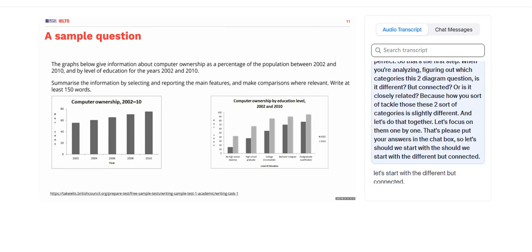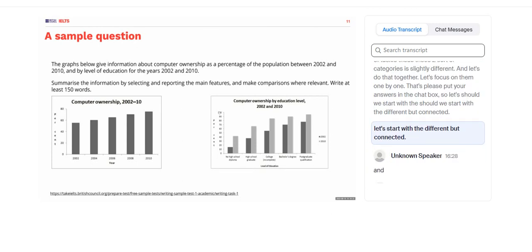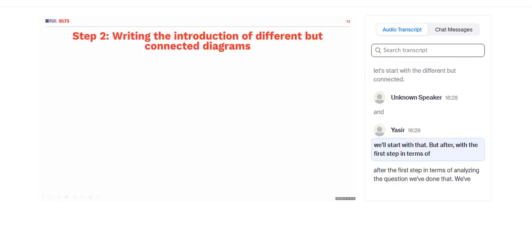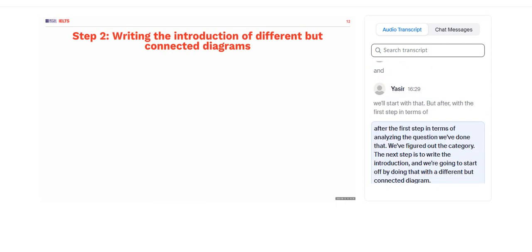Please put your answers in the chat box. Should we start with the different but connected? Let's start with the different but connected. After the first step in terms of analyzing the question, we've done that. We've figured out the category. The next step is to write the introduction. And we're going to start off by doing that with a different but connected diagram.